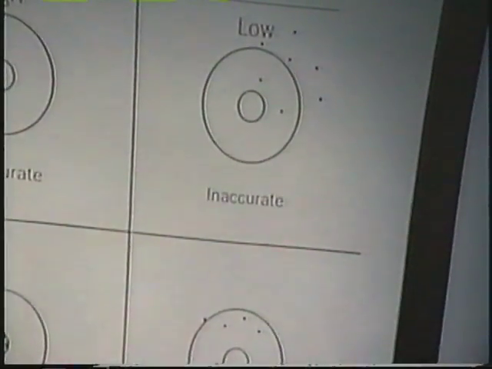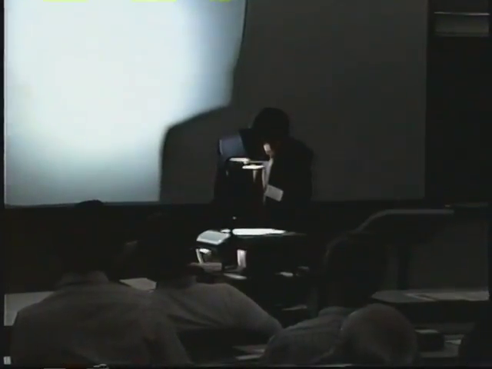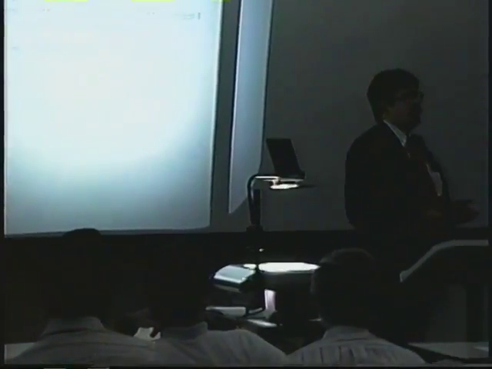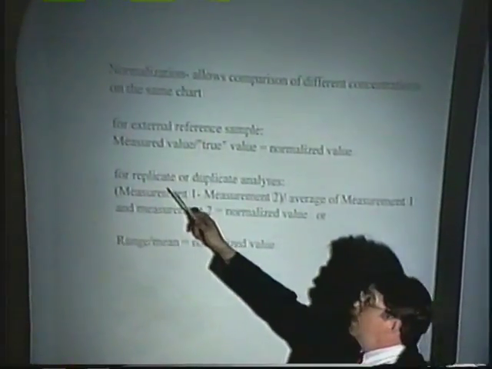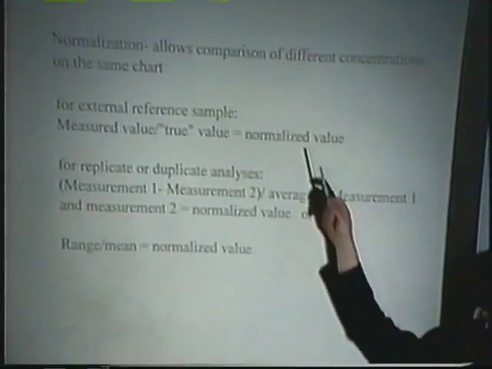And ways that we measure and track this are, as I said before, we analyze substances that are provided by an outside company and then compare those results with the results that we've achieved. And one problem that we face in that kind of situation is that we get different concentrations from everyone. So in all this quality work, we do what's called normalization. And normalization allows us to compare different concentrations on the same chart or in the same system. So for an external, which is a sample prepared by someone else, we take the measured value, what we get, we divide by the true value, what they say it is, and that gives us a normalized value.